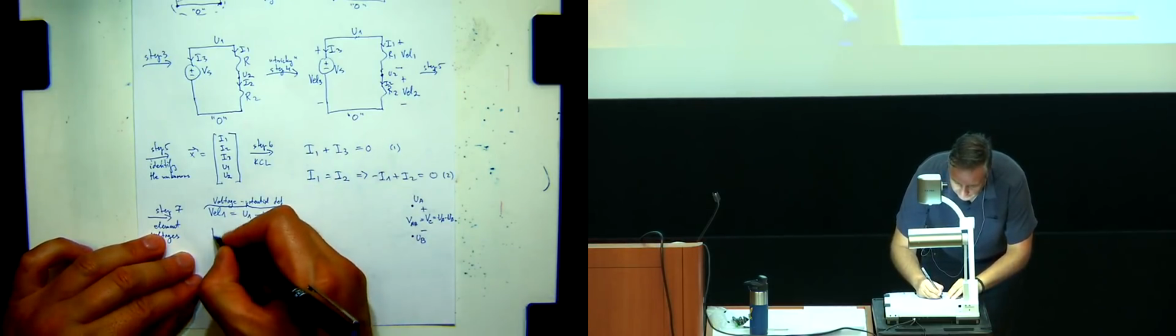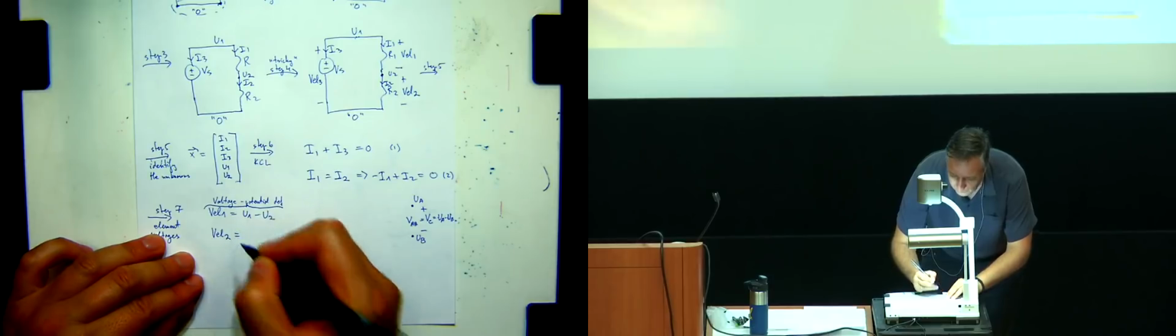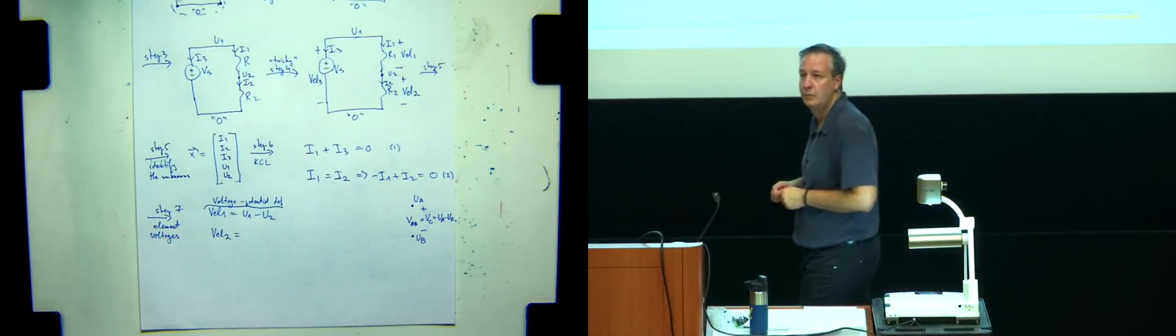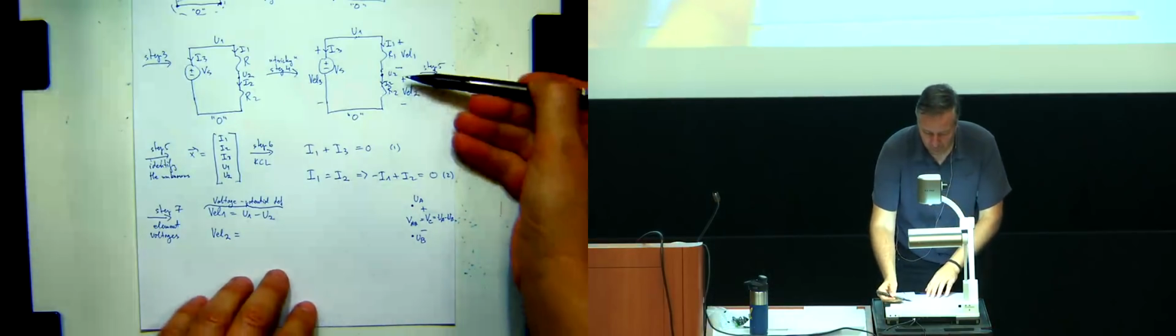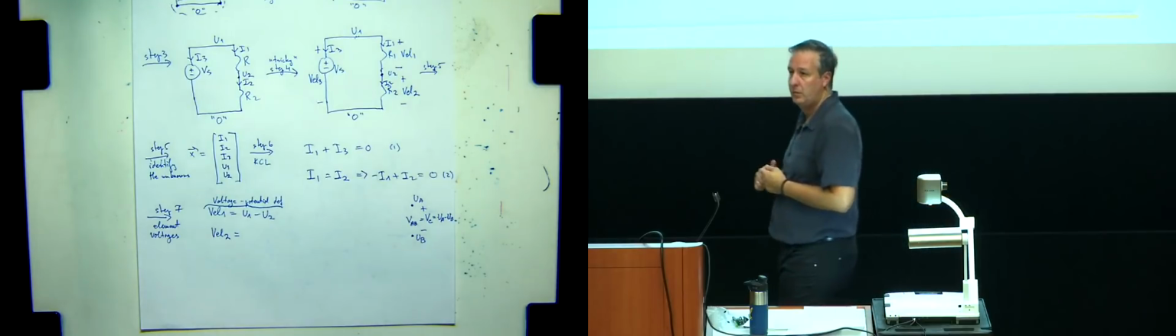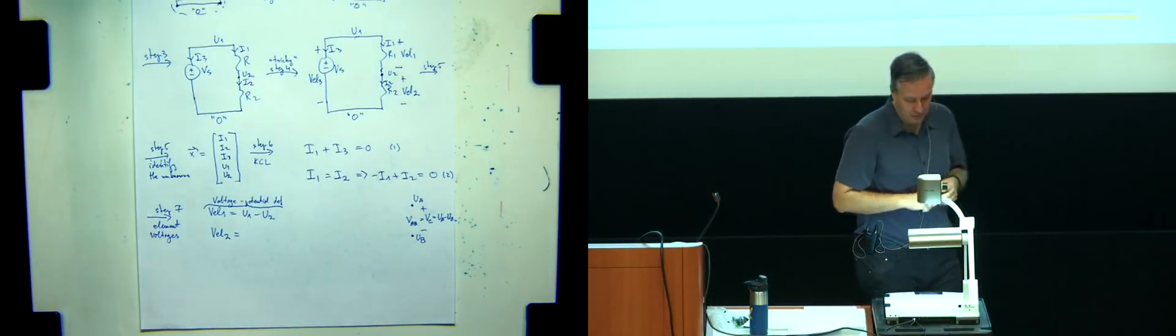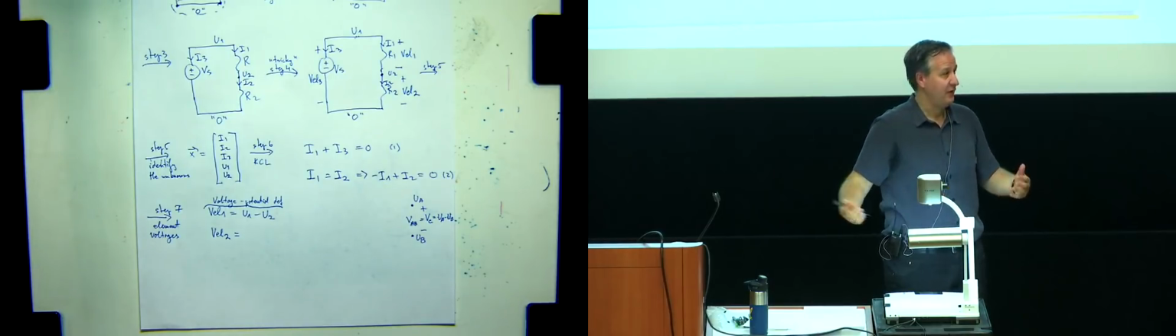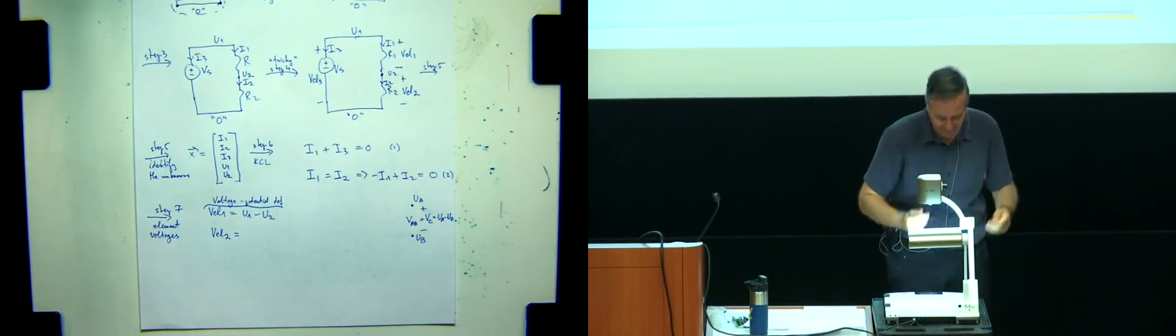What about V element 2? So V element 2 measures between U2 and 0. Yes? Yeah, that's the final answer. But what's in... U2 minus 0.